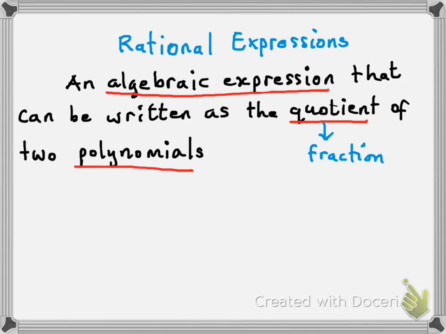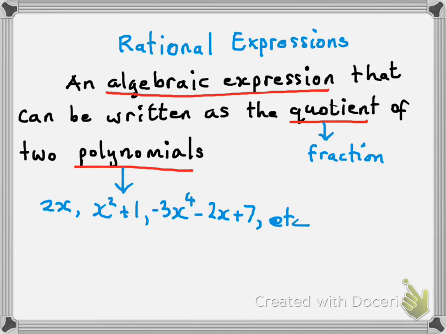But this time, instead of simply using ordinary real numbers, we are going to be having algebraic expressions as quotients in this topic. And the third thing to note is that we are going to be having polynomials in those quotients. So we're going to have the numerators and denominators as polynomials. And polynomials are things like these: 2x, x squared plus 1, negative 3x to the power 4 minus 2x plus 7, and so on. Those are polynomials that you have seen before in your previous study of math.